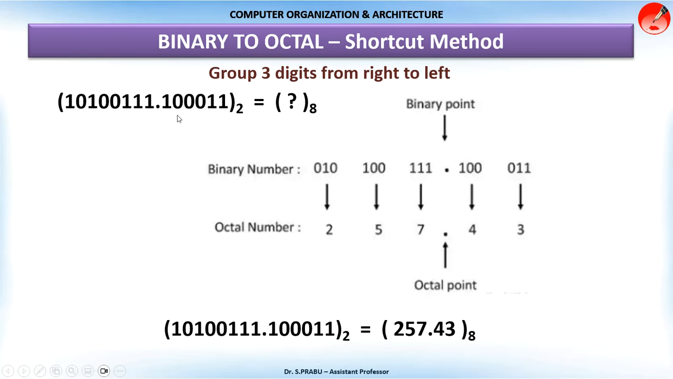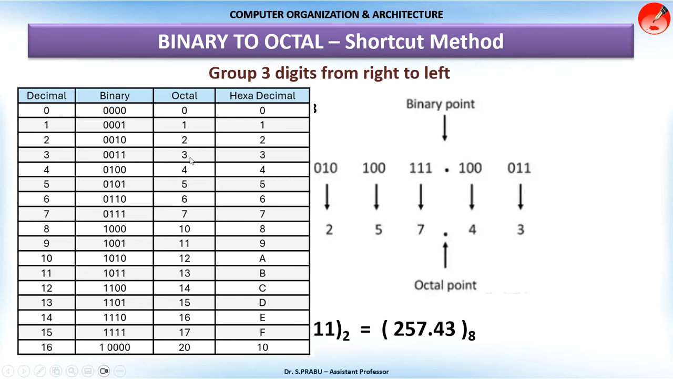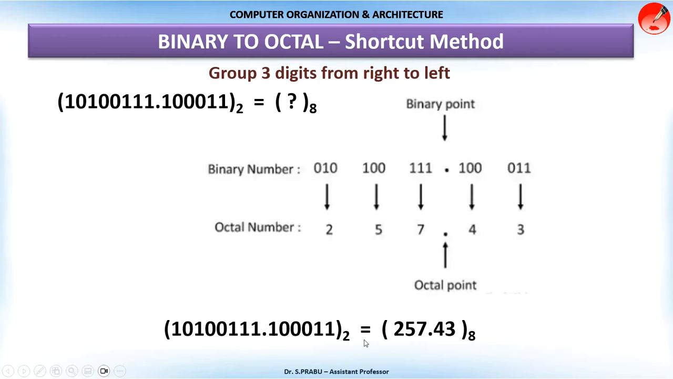For this fractional part, you should group from left to right. So first take 100 as the first group, then 0111 is the second group. Suppose one more bit is needed, you can add the necessary zeros so the value cannot be changed. Now you just convert this equivalent binary number into an octal number. 011 is nothing but 3, 100 is nothing but 4, 111 is nothing but 7. So in this way you can write the equivalent octal number from this binary number. So this is the final result, you can write like this.